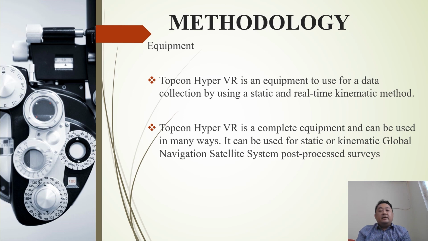Topcon Hiper VR is equipment used for data collection by using the static and real-time kinematic methods. Topcon Hiper VR is a complete piece of equipment and can be used in many ways. It can be used for static or kinematic global navigation satellite system post-process surveys. The accuracy of this equipment by using real-time kinematic is 5 cm for horizontal observation and 10 mm for vertical observation.